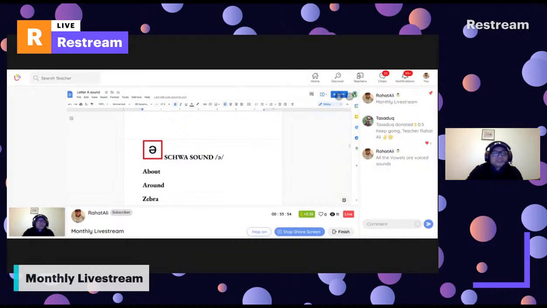Let me see, the next word is around. Around is also a preposition and adverb. So it starts with the short sound. Around, about. Similarly.